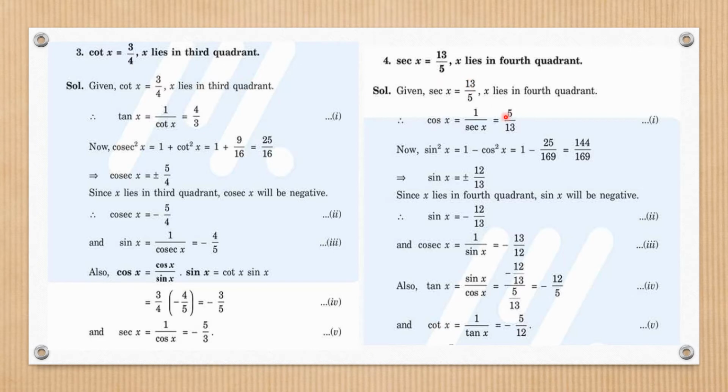Secant x is 13 by 5, so first thing we will find cos, 5 by 13. Using cos, sine square will be 1 minus cos square x, that is sine x is plus minus 12 by 13.